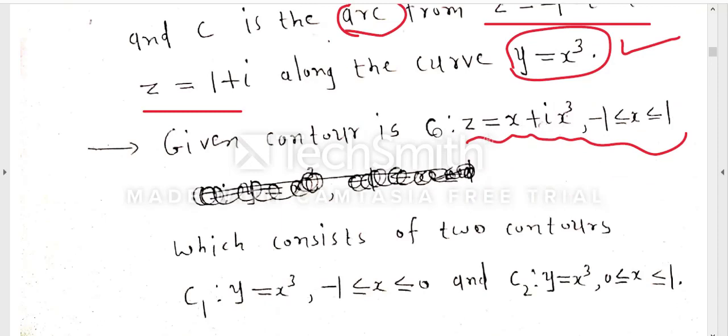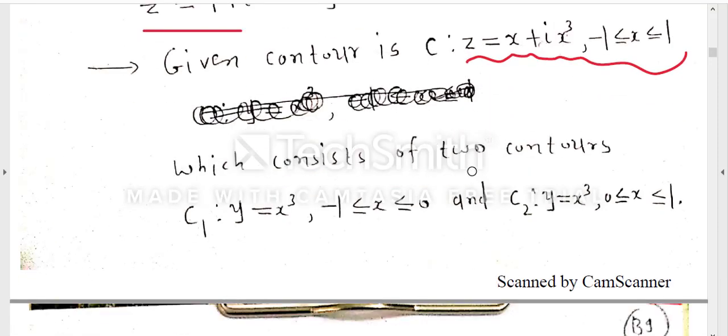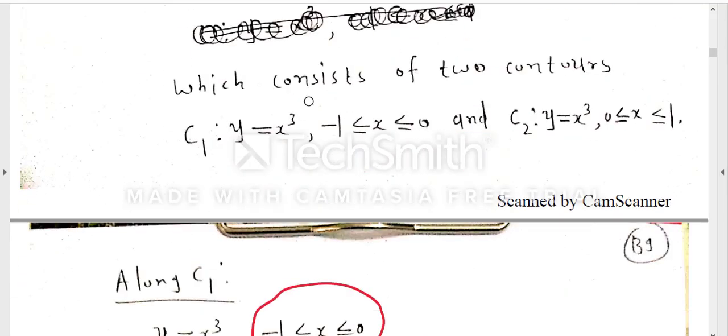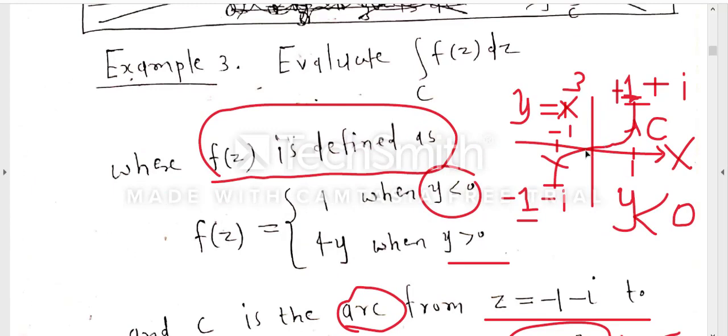So this contour consists of two contours. I have divided it into two subcontours because along these two contours the value of the function is different. The value of the function is different in this part, and the value of the function is different in this part.